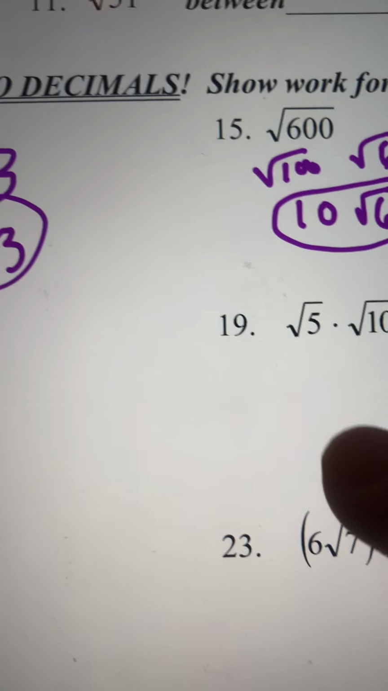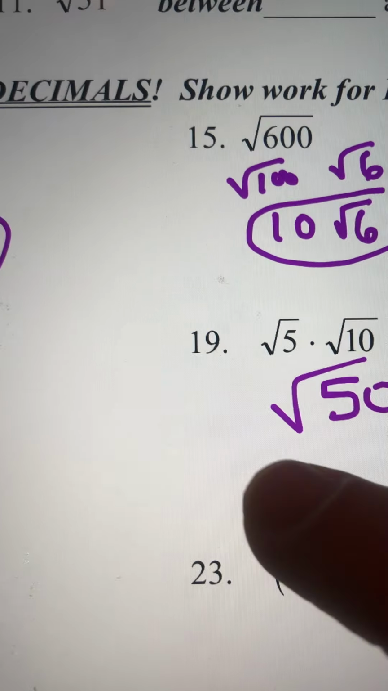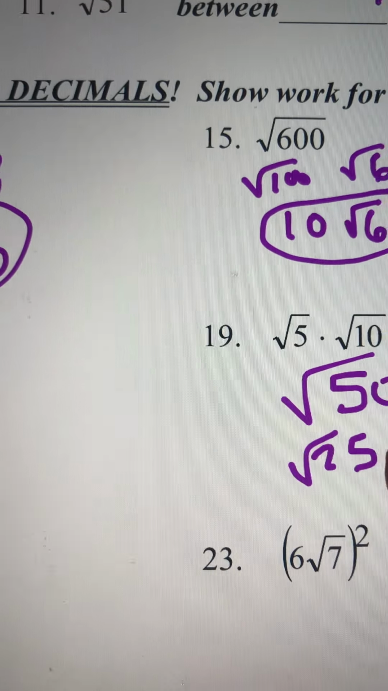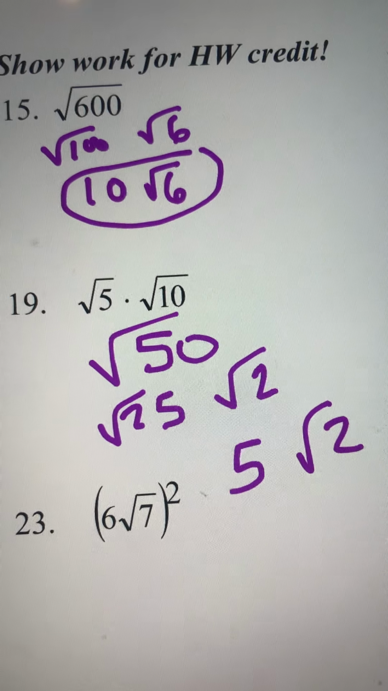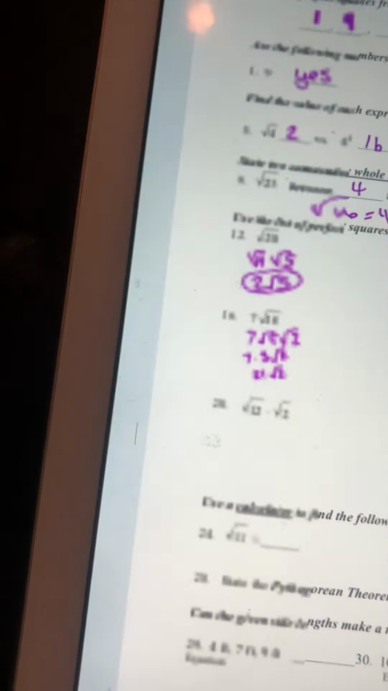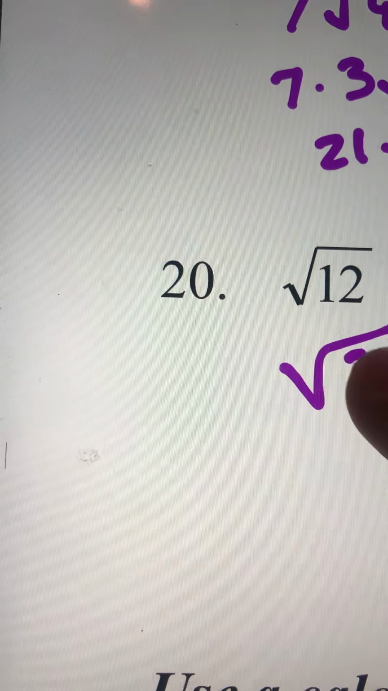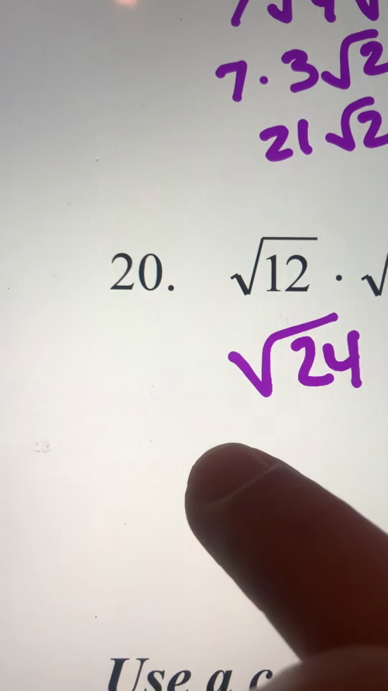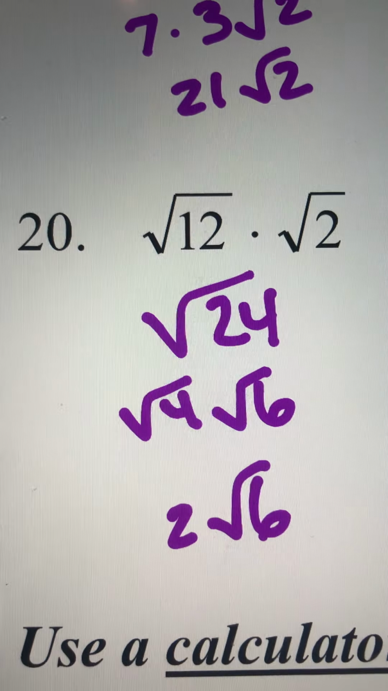Here we're going to multiply it together, then take it apart. Since they're both under square roots, square root 5 times square root of 10 is square root of 50. And then that can be reduced: square root of 25, square root of 2, 5 root 2. Last row here, another multiply it together and then take it apart. Square root of 12 times square root of 2 is square root of 24, which would reduce to 2 root 6.